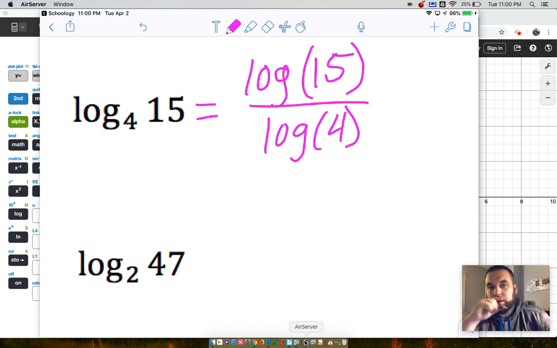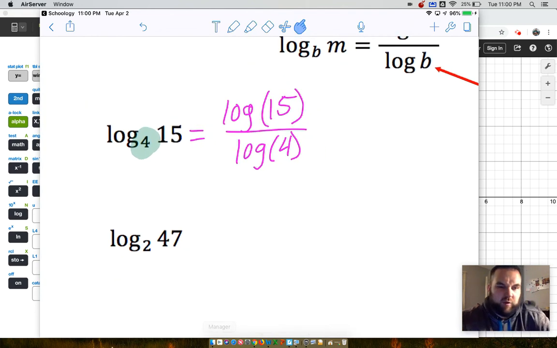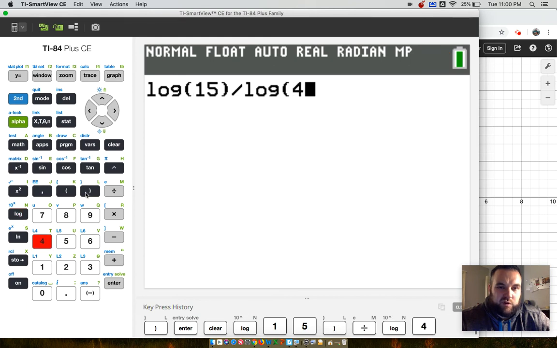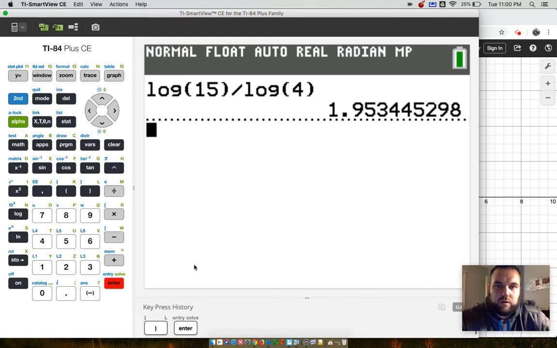Now notice that I changed the base, right? And that's why it's called the change of base formula. I went from base 4 to now in my calculator, I'm doing base 10, which is something that my machine can do. Okay, and every machine can do logarithms. So I'm going to type in log 15, divided by log 4. Make sure you close those parentheses after the 15. Okay, and that gives me 1.95.